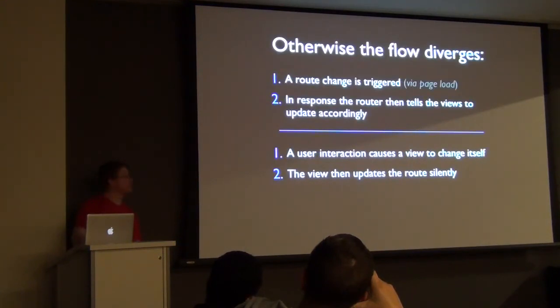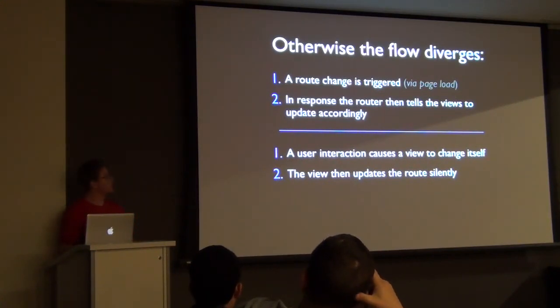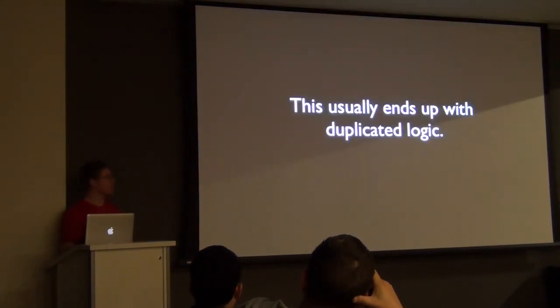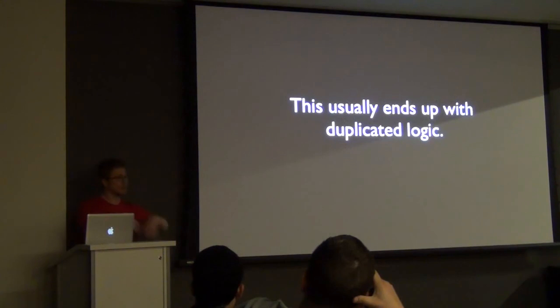If you don't do it that way, if you do it the other way, then it kind of diverges the flow for the application. You load the route with the page, and then in response, the router tells the view, hey, go ahead and do this. And then the other way is, if you click on something, the view then goes ahead and does it, and then tells the router, update silently. And when you do that, you kind of end up with duplicated logic, because you have the view handling the action when it's clicked on, and then updating the route, and then you have the router saying, oh, when it's loaded like this, tell the view to do this. And I've seen that end up with a lot of duplicated logic that's hard to maintain.